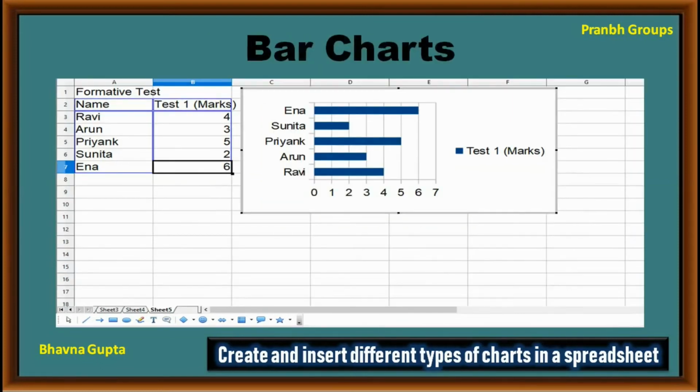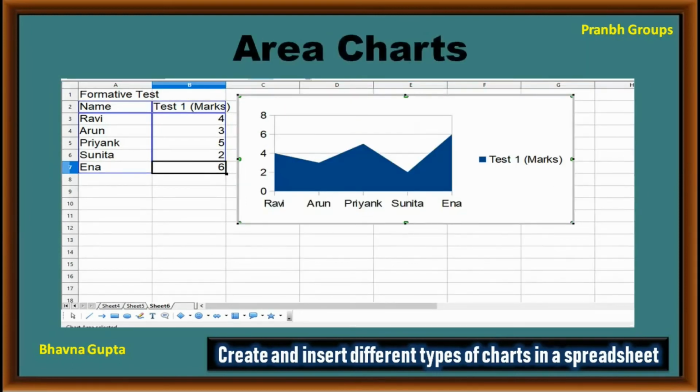And next one, bar chart. Bar charts are very similar to column charts except they run horizontally on the page instead of vertically like column charts. Next one, area chart. An area chart shows values as points on the y-axis. The x-axis shows categories. The y values of each data series are connected by a line.